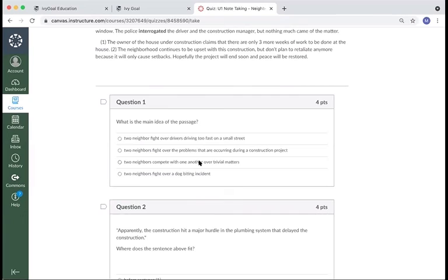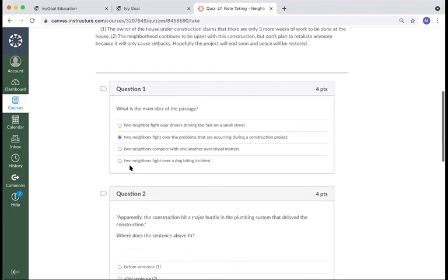Probably the second choice. The two neighbors fight over problems that are occurring during a construction project. Yeah. Do you see why, Alina, that's more of a main idea versus kind of a supporting idea? That makes sense, Alina? Yes. Okay, good.